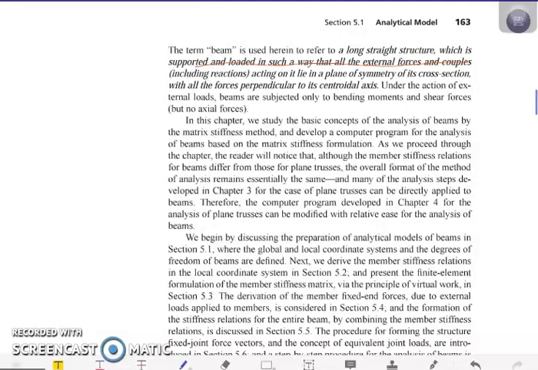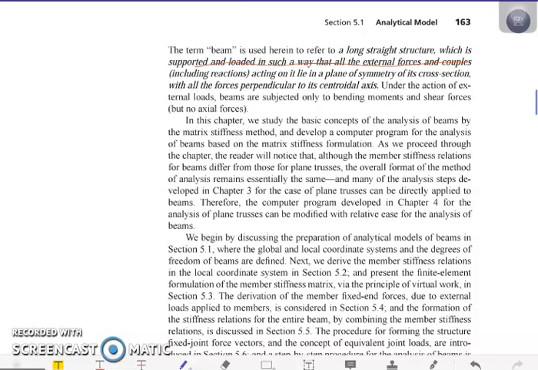So in this chapter, the basic concept that we are going to consider for the analysis of the beam using the matrix stiffness method is based on the matrix stiffness formulation. For the beam, we have to take note that we have to identify the distinction between global and local coordinate systems.